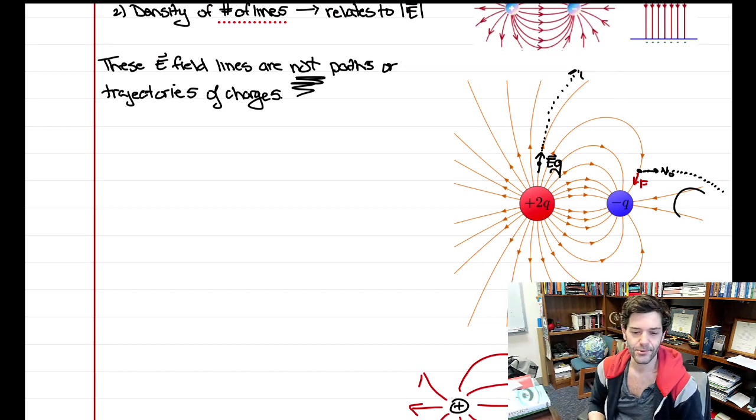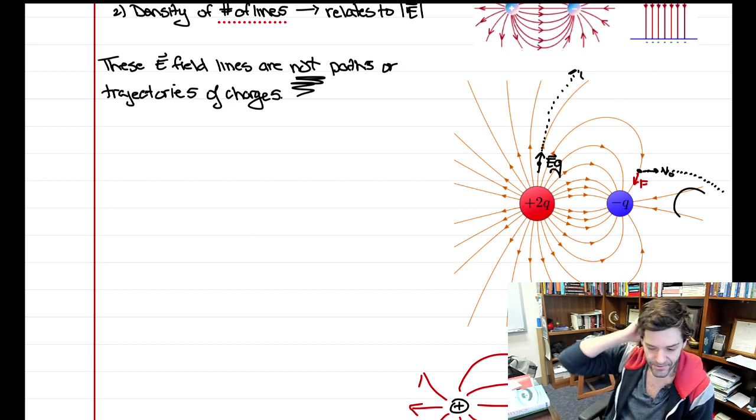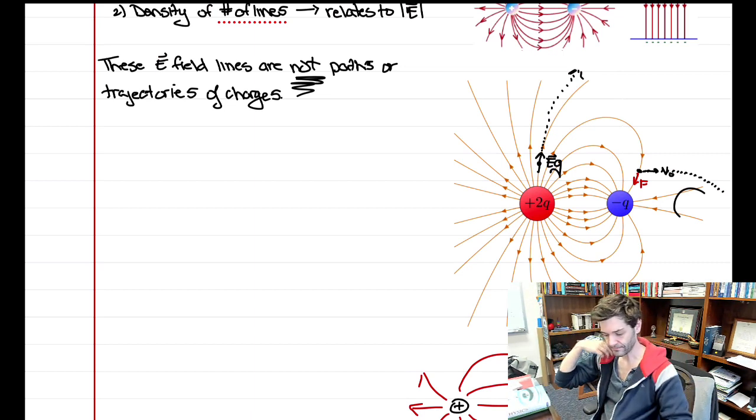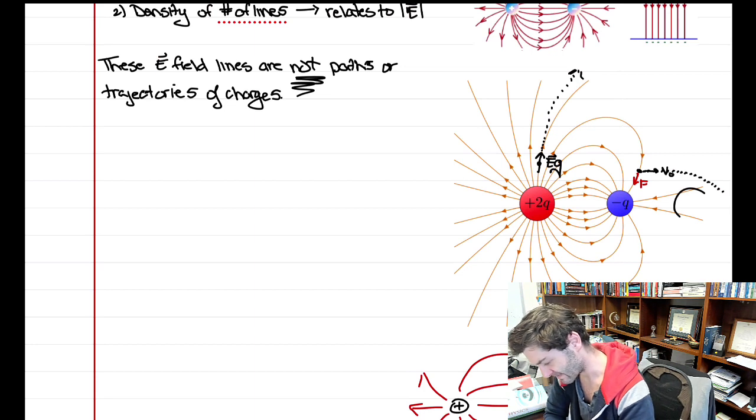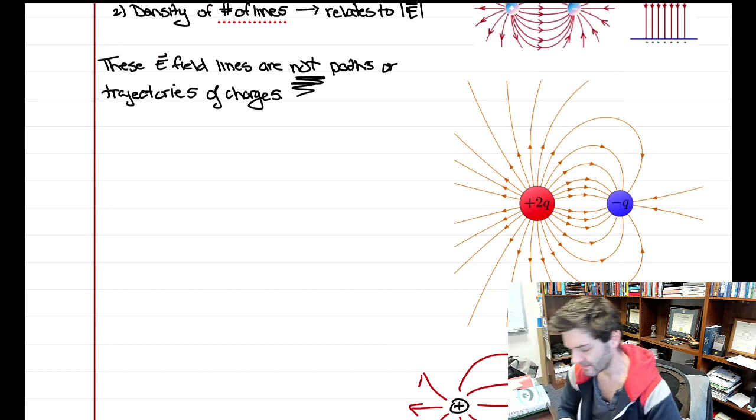So in that case, the trajectory, the path it takes, looks nothing like the electric field. So do not think that these are the paths, that if I were to drop a charge inside this electric field, that's the path the charge is going to take. I think that's one of the big misconceptions that lead to confusion. These are not paths. These are just drawings.